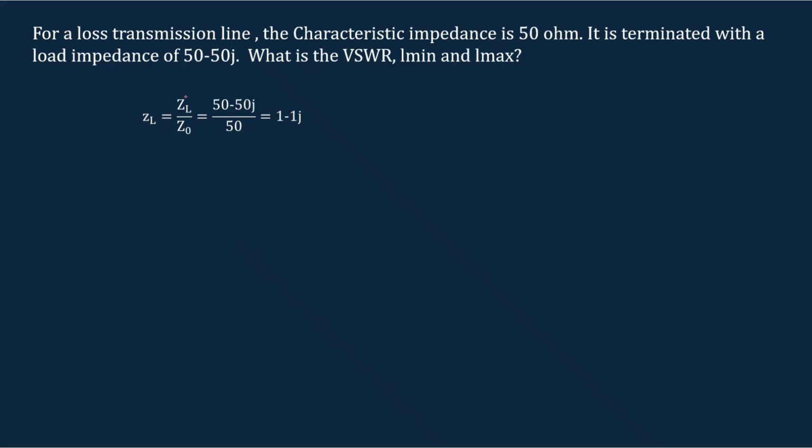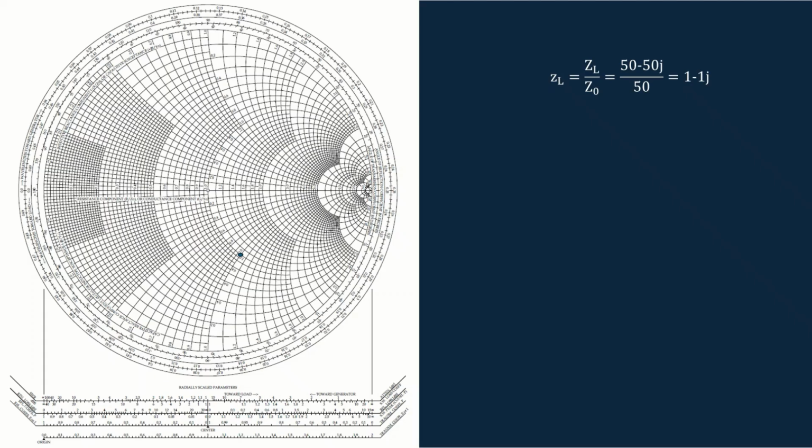Okay, let's see another question where my load is 50 minus 50J. So previously I have considered the load of 50 plus 50J. So now I'm going to consider a capacitive load 50 minus 50J. So the first step, if we have to do anything on the Smith chart, is find the normalized impedance. So that is divide this by the characteristic impedance. So I have calculated the load impedance, and next thing is mark out that point.